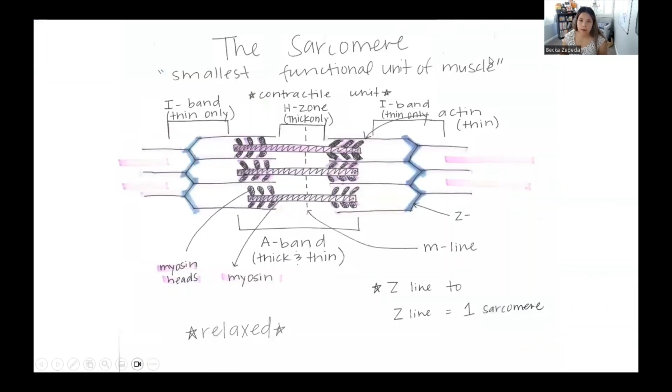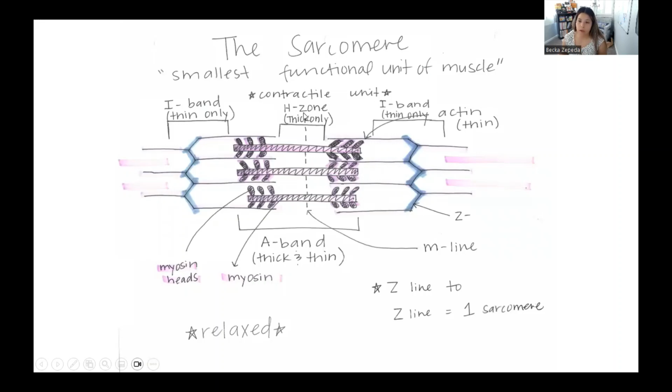Okay, so if you remember, the sarcomere is the smallest functional unit of muscle. So if you need to go back and review the sarcomere, remember you have an I band, which contains thin filaments only, which is your actin. You have the A band that contains both thick and thin filaments, so your actin and your myosin. The H zone is the middle that has the thick myosin proteins only.